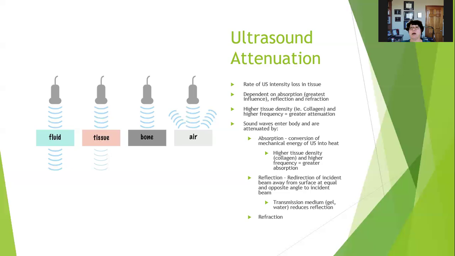The sound waves enter the body and are attenuated by absorption, so conversion of mechanical energy of ultrasound into heat. Sometimes when we're going for a heating effect, that's what we want. Higher tissue density, like collagen, and higher frequency is greater absorption. So collagen tissues absorb more ultrasound energy. Reflection is the redirection of the incident beam away from the surface at equal and opposite angle to the incident beam. So bone, it reflects right off bone, like right back at you.